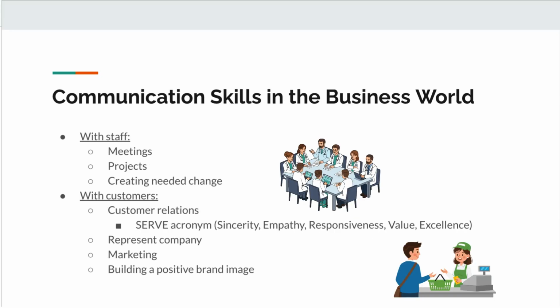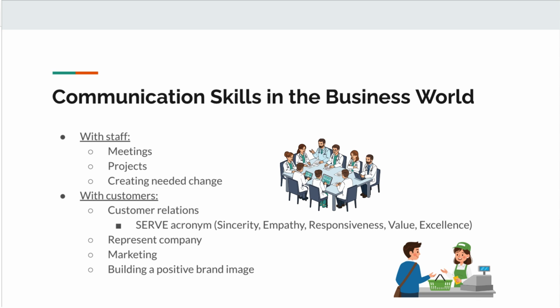There's different communication skills in the business world. There's communication with your internal workforce, like your staff, for meetings, projects, and creating change. And there's also communication skills with customers, which is customer relations, the serve mentality, building positive customer relations, and also representing your company via marketing or brand image.